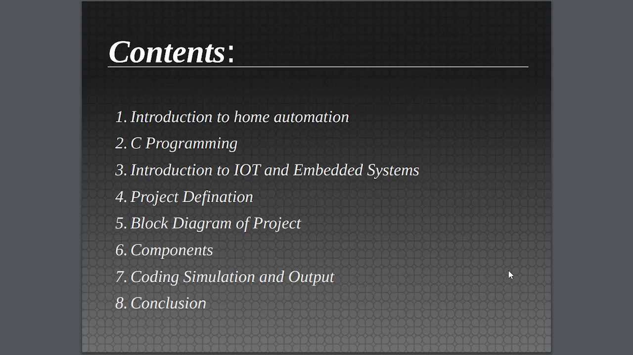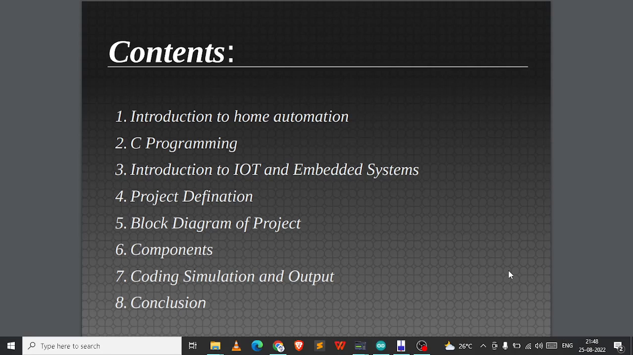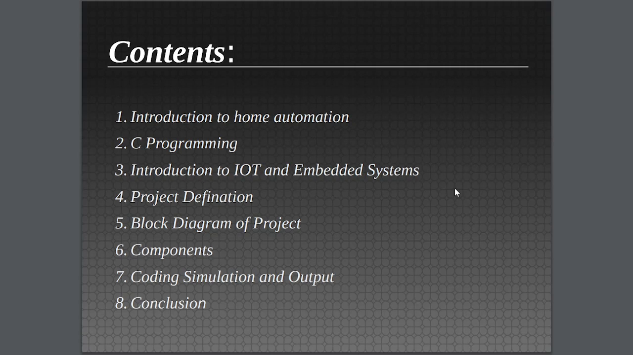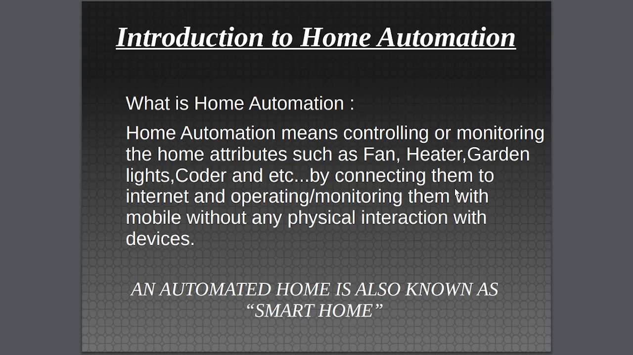Like this, when we are sleeping in the house, by using the phone we can switch off the lights in another room, like that, by using sensors or with our phone. This is the introduction to home automation. An automated home is also known as a smart home.